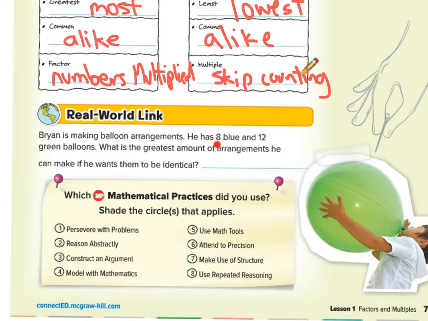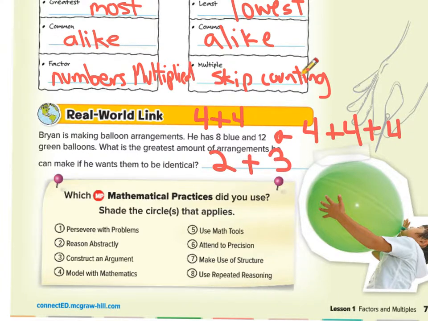You see, in 8 and 12, how many 4s do I have in 8? It's 4 plus 4, correct? And then how many do I have in 12? I have 4 plus 4 plus 4. So that means that I could have in each arrangement 2 blues and 3 greens, because the greatest common factor for these two numbers is 4, right?